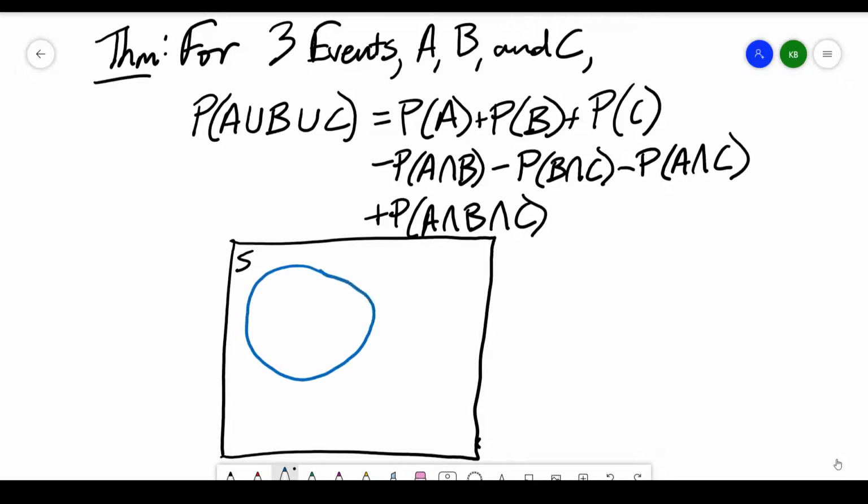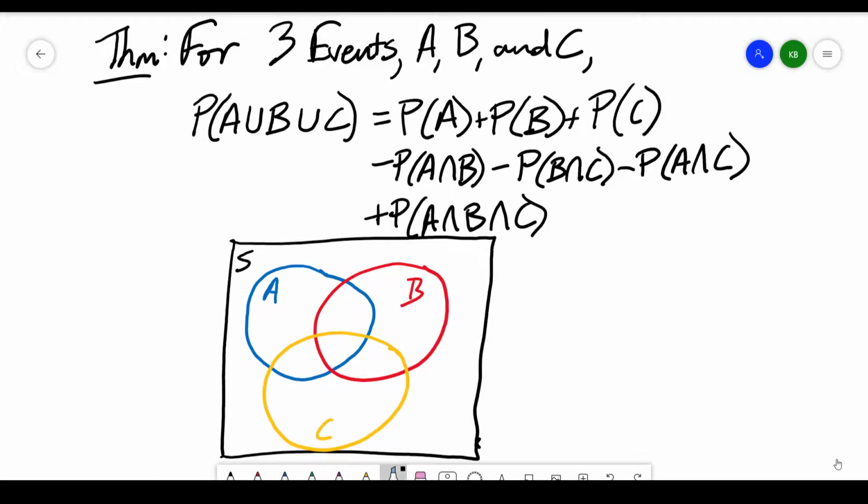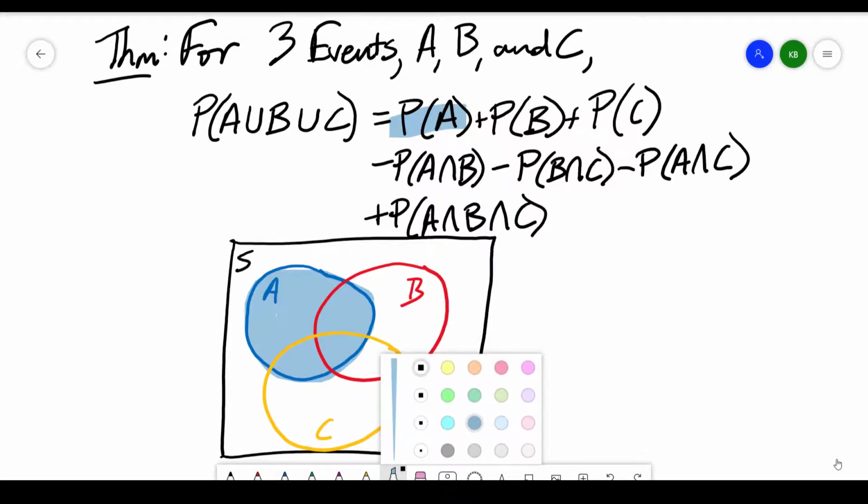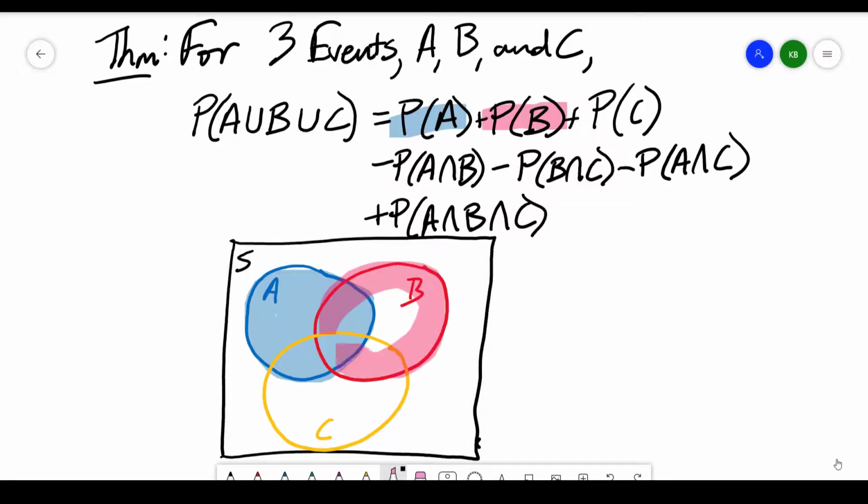So I'll have an event A, I'll have an event B, and I'll have an event C. So now, if I take the probability of my event A, and I'm adding it in, then I am covering the probability of all of the elements here in A. And then adding the probability of B, I am adding in the likelihood of all of the outcomes in B. And then adding to that the probability of C, I'm adding the outcome of all of the events here in C.